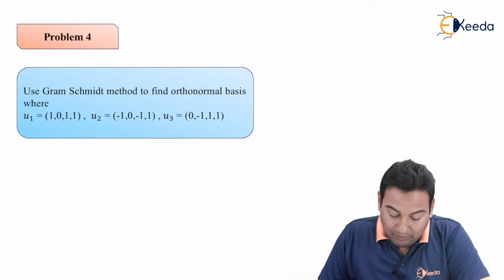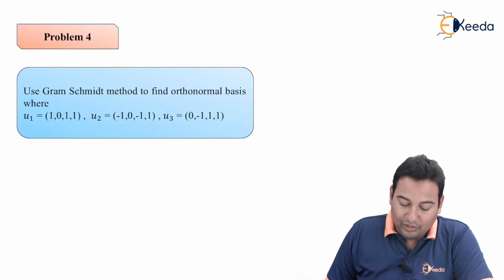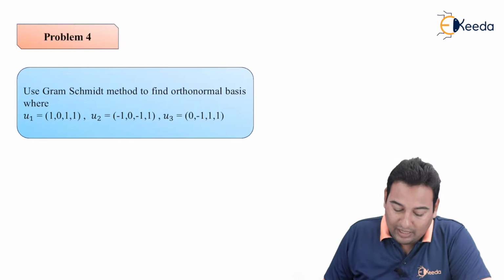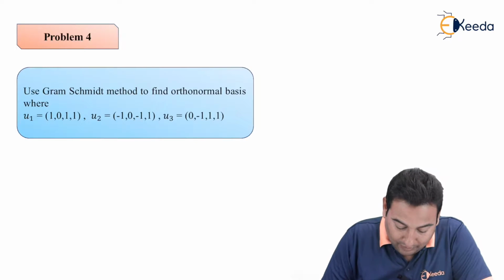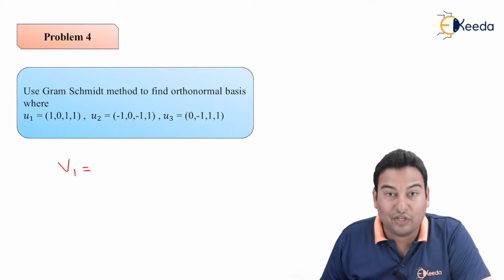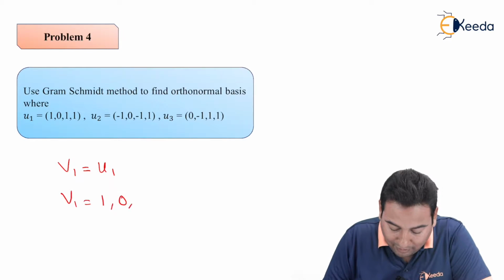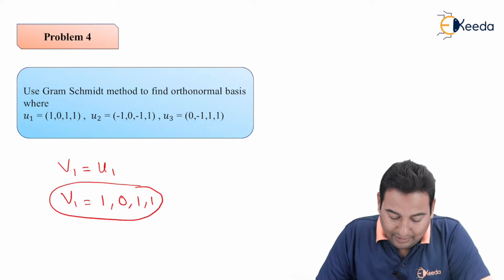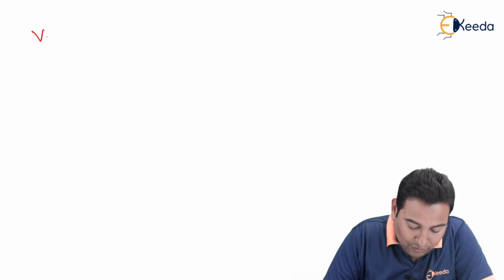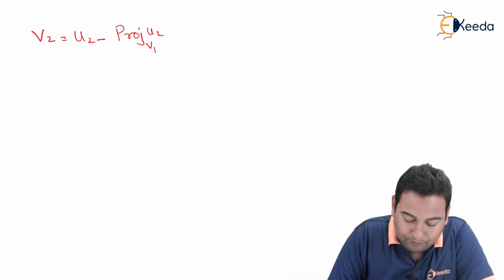Use Gram-Schmidt method to find orthonormal bases where u1, u2 and u3 are given to us. The problem is exactly similar. We need to find v1, v2, v3, and v1 is u1, as discussed a number of times. We got the first value, 1 0 1 1. Let's find the next value, that is v2, which is u2 minus the projection of u2 on v1.